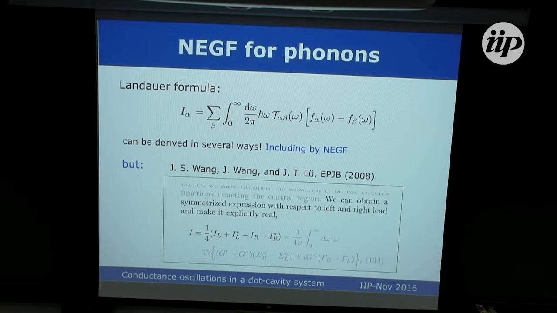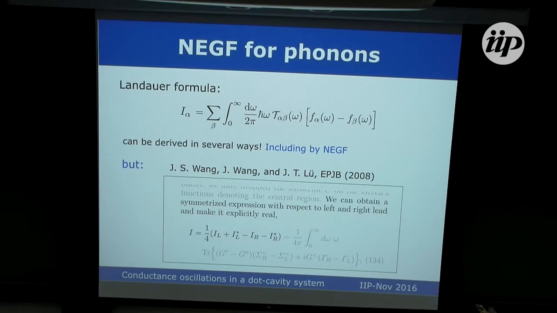Then we consulted one of the reviews in this field, which is by Wang and Liu, and they have written another more recent review 2 years ago. After working for some time, we were intrigued by one of the sentences of this review, which says that we can obtain a symmetrized expression with respect to left and right lead and make it explicitly real. So they take the current and add the complex conjugate to the current, and the current is usually a real quantity. We investigated their expression for the current, and actually there is some flaw, and it's complex. That was the starting point, and so Marconi fixed that.